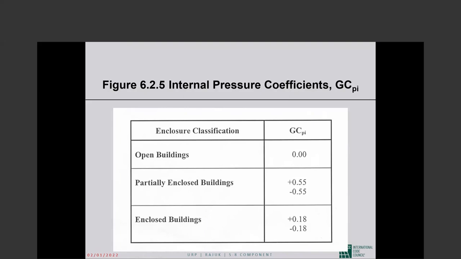So there is open building, partially enclosed building. Open is 0, partially enclosed is plus minus 0.55. Enclosed building is somewhere in between. It is neither open nor partially enclosed. And the value is plus minus 0.18. I want you to appreciate this. Enclosed is closer to open than to partially enclosed.